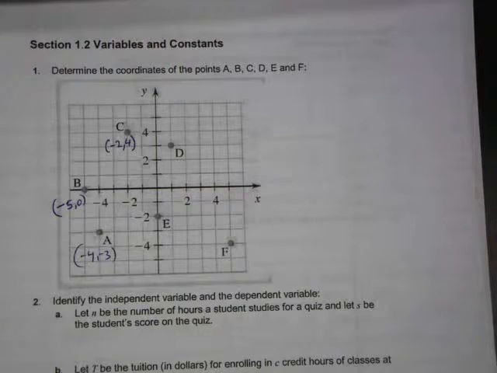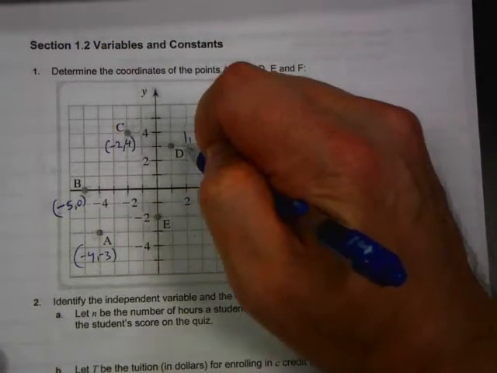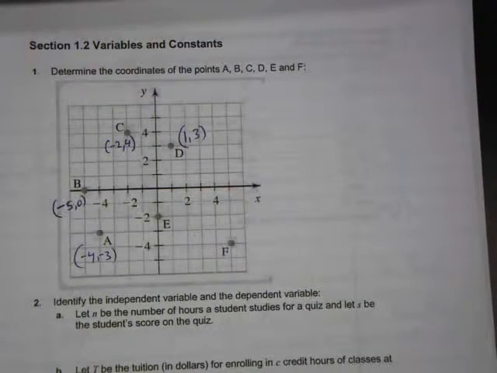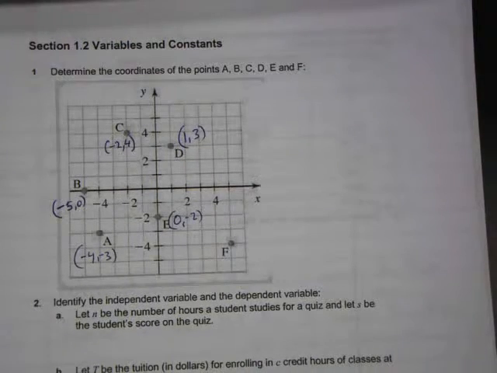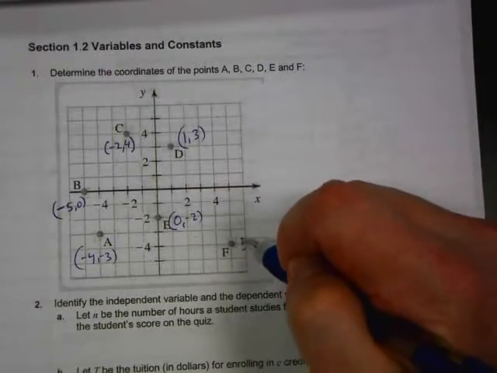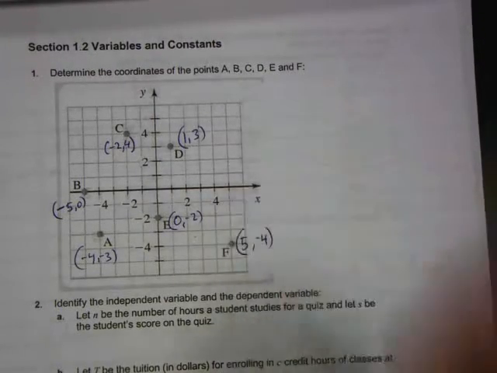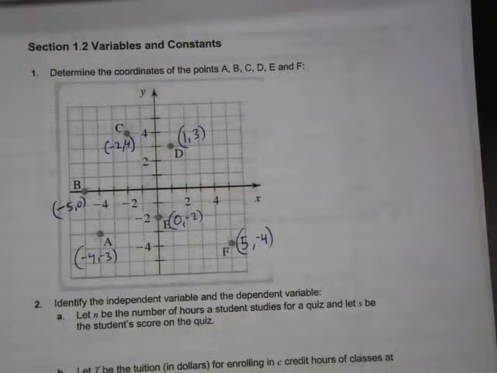Continuing on with D. 1, 3. That's 1, 3. Excellent. E. 0, -2. 0, -2. And finally, there's an F. 5, -4. 5, -4. Very good. Anybody have questions on any of those?